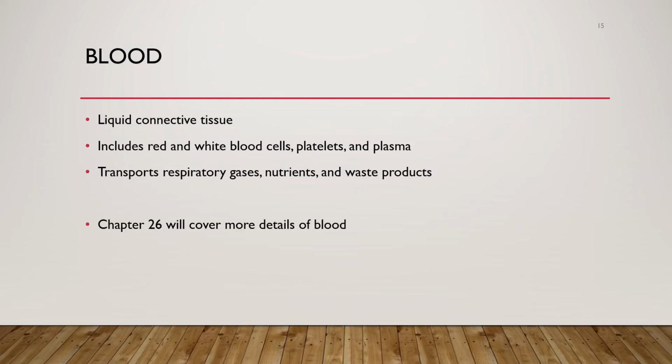Another type of connective tissue is blood. Maybe you didn't think of blood as being a connective tissue, but it is. It's a liquid connective tissue. But in chapter 26, we will go over more aspects of the blood, what's inside of it, how it's created. So we'll deal with that more, but just become a little familiar with blood being a liquid connective tissue.